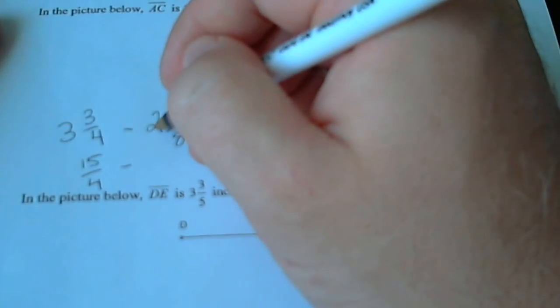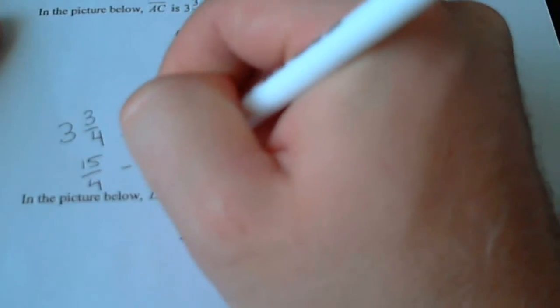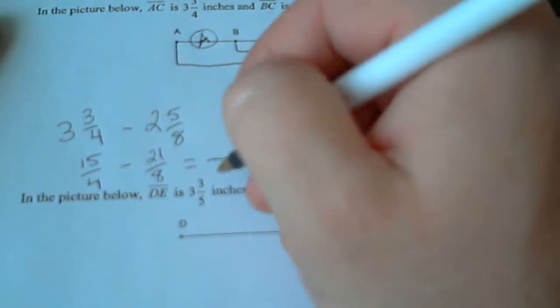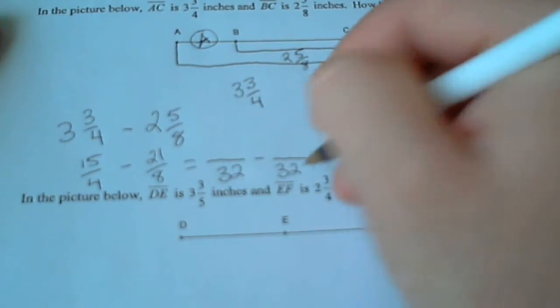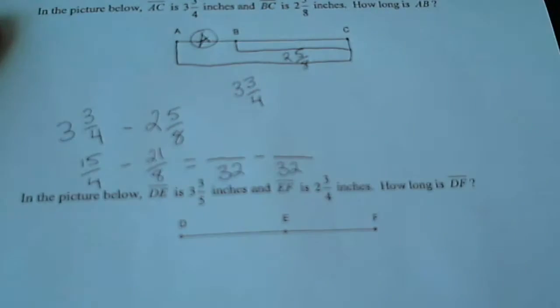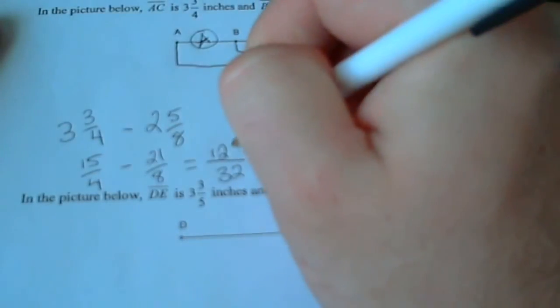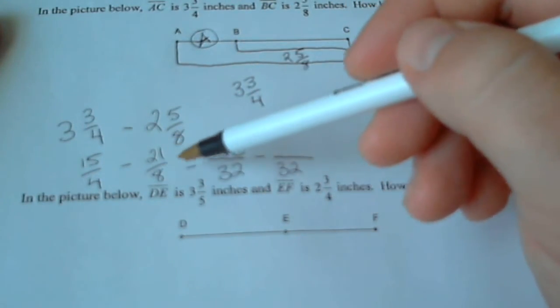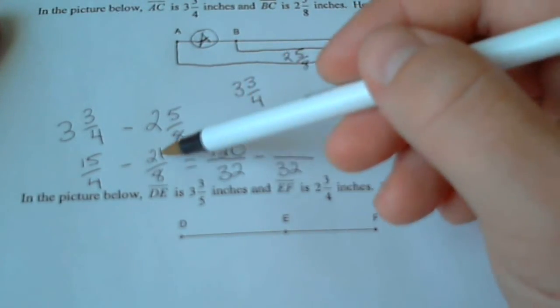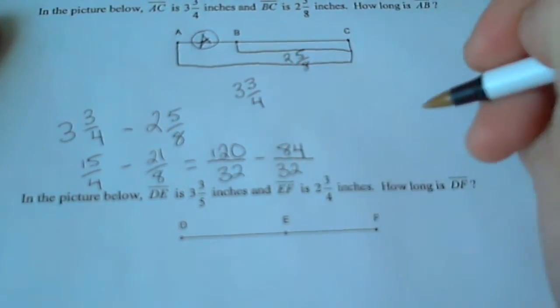4 times 3 is 12, plus 3 is 15 over 4, minus 8 times 2 is 16, plus 5 is 21 over 8. Multiply the bottoms together to get 2 new fractions. In this case, 32 in the bottom. Now, how did I get from 4 to 32? I multiplied by 8. Let me use my calculator to do 15 times 8, it's 120. How did I get from 8 to 32? I multiplied by 4. 21 times 4 is 84.